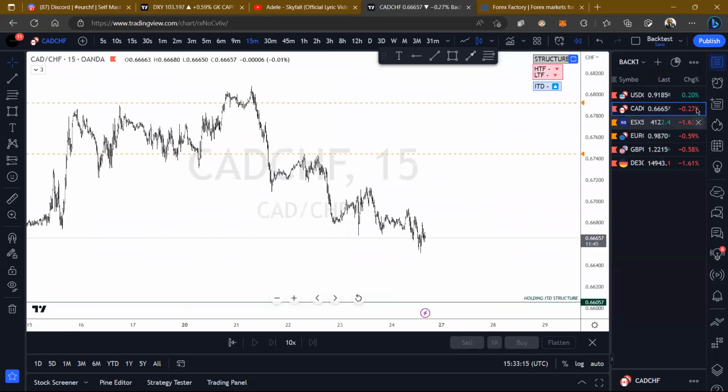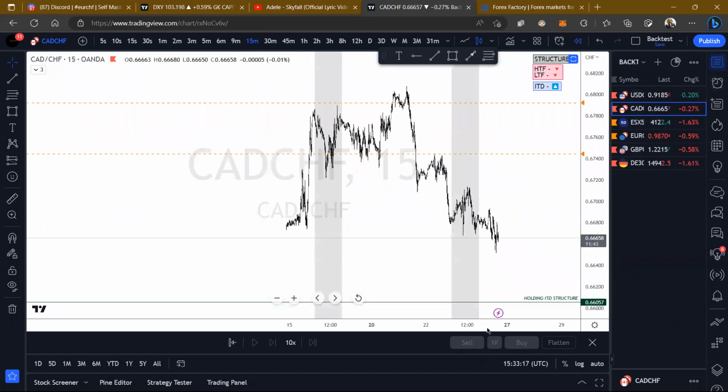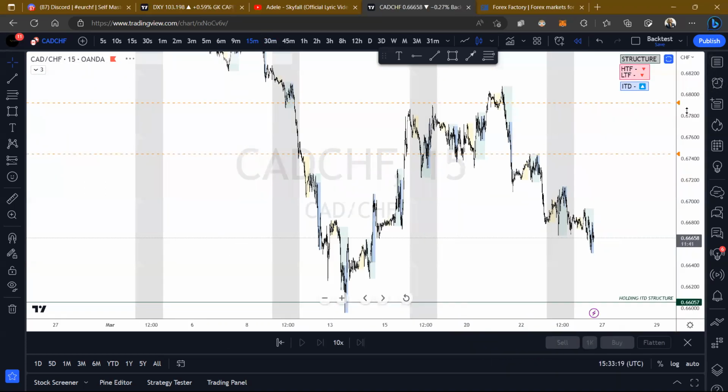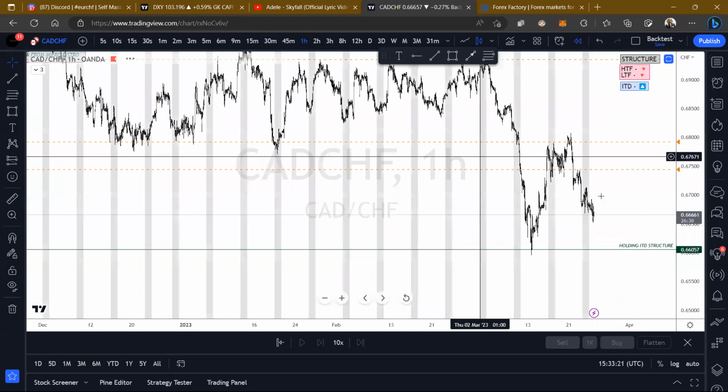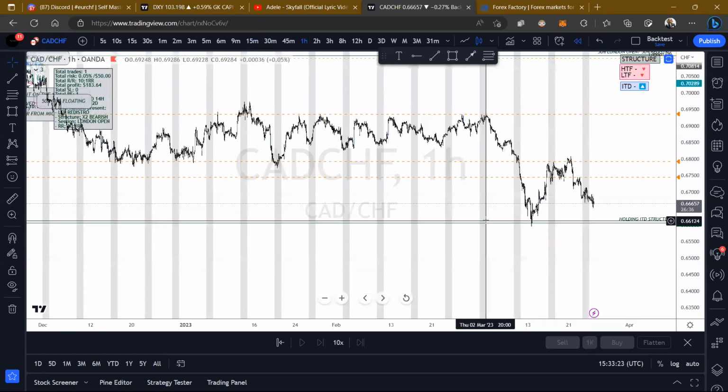Okay, CADCHF before we go into that. I've actually realized I do a lot of CHF pairs recently. A lot of CHF pairs.